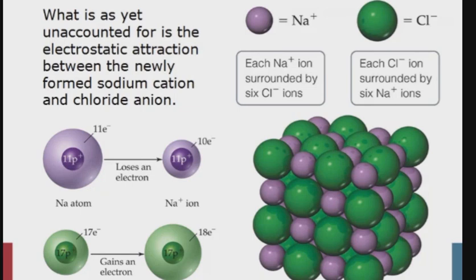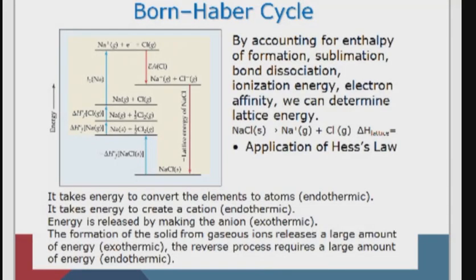Next is, what is as yet unaccounted for is the electrostatic attraction between the newly formed sodium cation and chloride anion. So, next po. Born-Haber cycle. By accounting for enthalpy of formation, sublimation, bond dissociation, ionization energy, and electron affinity, we can determine lattice energy.